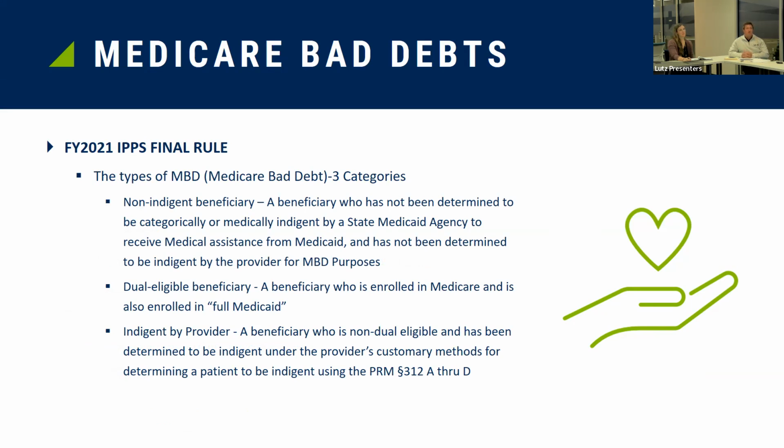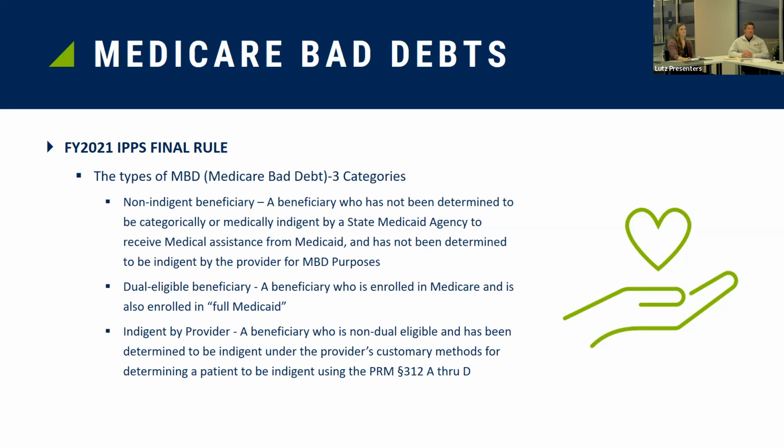So basically they have 3 different categories. The first category is for a non-indigent beneficiary. That's a beneficiary being determined to be categorically or medically indigent by a state Medicaid agency, and so forth. So that is the first category. Then we have the next 2, which are probably the more common ones. The second would be a dual eligible beneficiary, someone who is enrolled in both Medicare and Medicaid. And then the third category is indigent by the provider. This probably gets the most questions as far as charity care, bad debts, indigency, what's going on here, and so on and so forth.